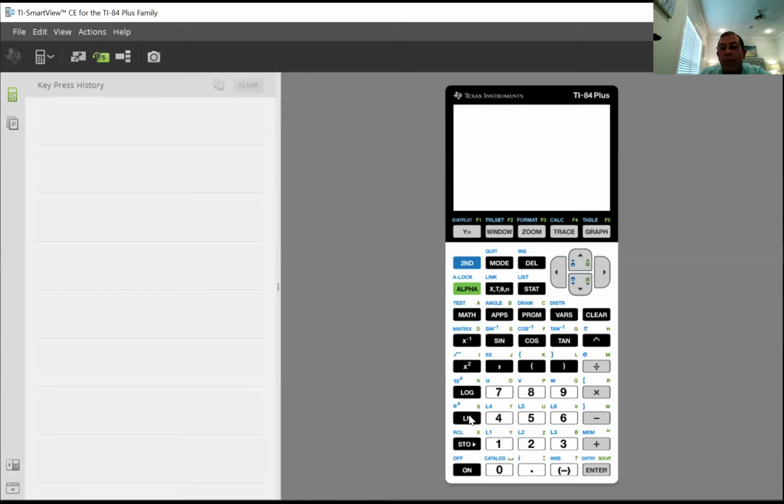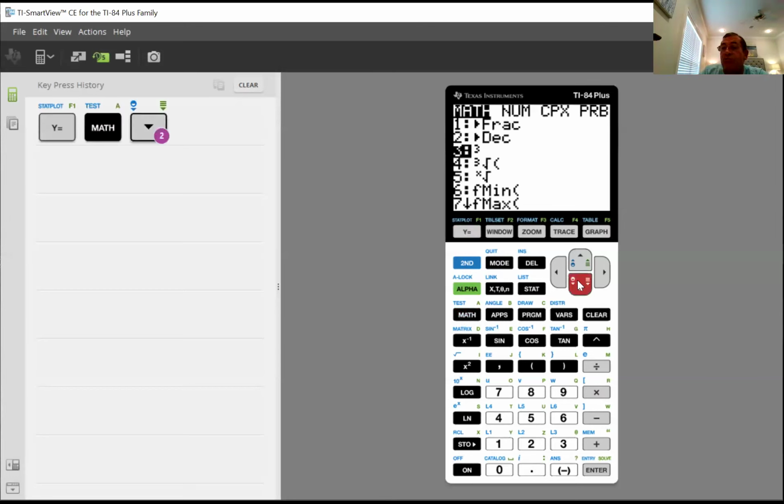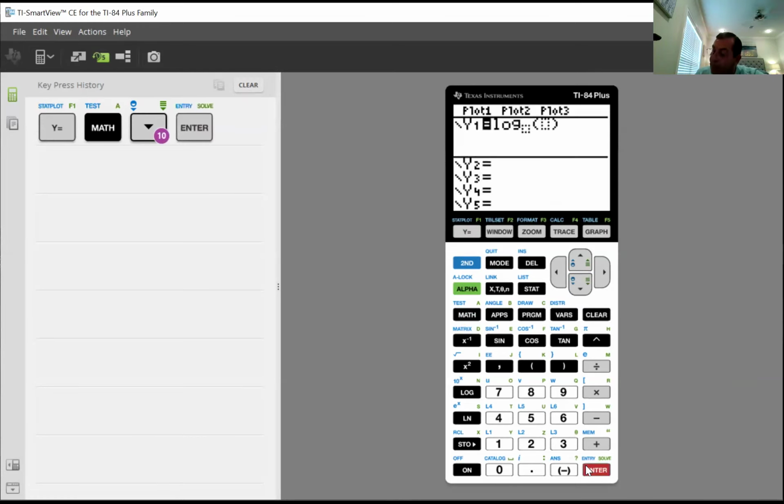For any other logarithm, y'all, watch this. So I'm going to go to y equals. I need to get the log that lets me put in the bases on it, okay? So you hit the math button, and you're going to scroll down until you find log base. It's A on mine. Hit enter on that. It brings up the log. I had a base 3, remember, so I'm going to put a 3 in. I'm going to arrow right and put in my x.